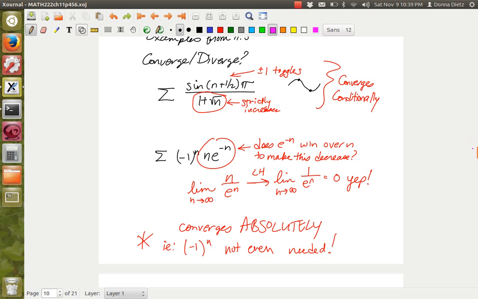Does e to the minus n win over n? Well, yes it does. And so we can use L'Hopital's rule. This only tells us that these terms are decreasing down to 0, so it only gives us conditional convergence.